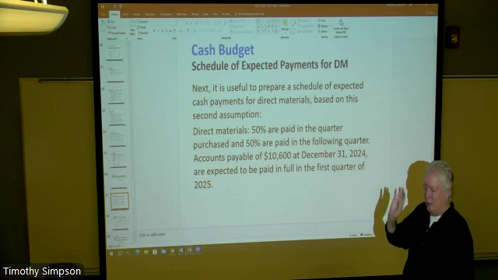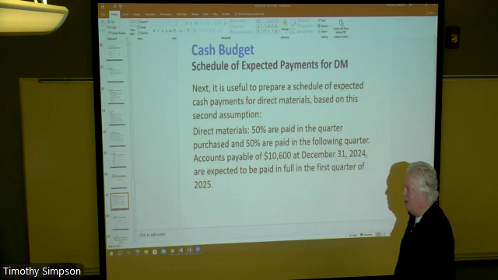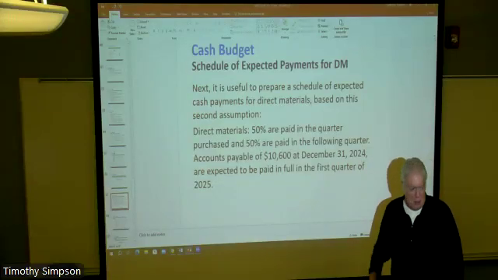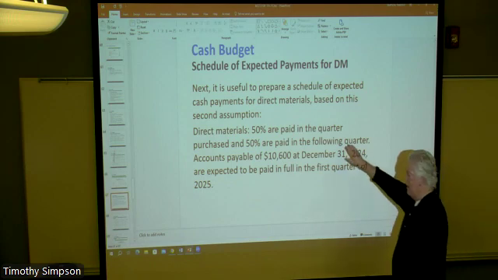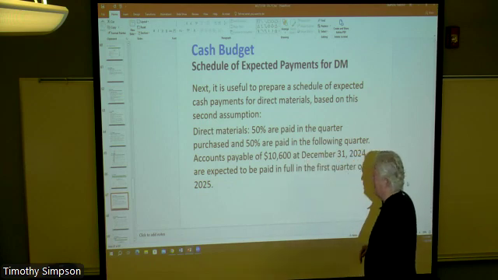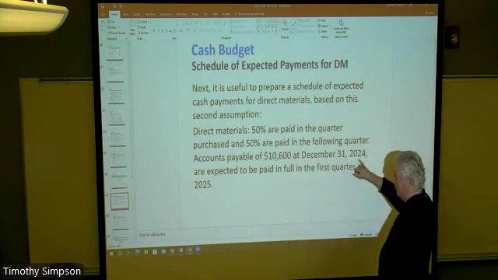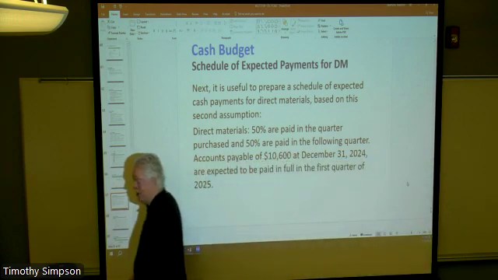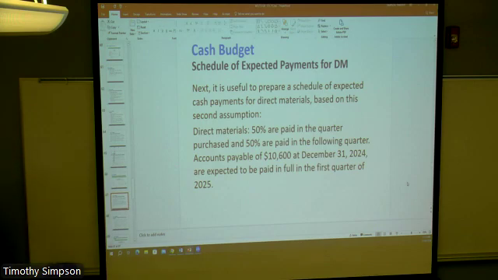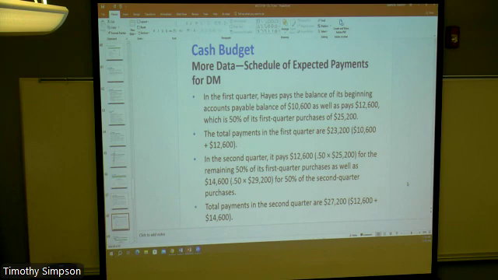So we're going to have a payable that carries over into the next quarter. It's just based upon our experience, our expectation, historical information, whatever. So we're going to carry half of it over. Accounts payable of 10,600 is what's carried over from the previous period. And we expect to pay that in full, just for the direct materials part of invoices for the first quarter of this year, which should be 2025, although the previous example got the years wrong, but it doesn't really matter. So here are some of the numbers.